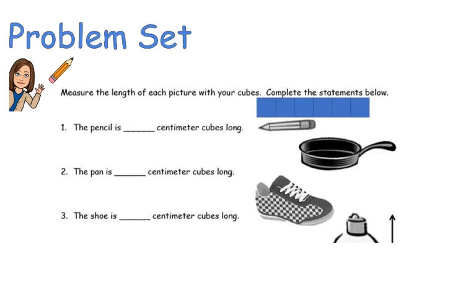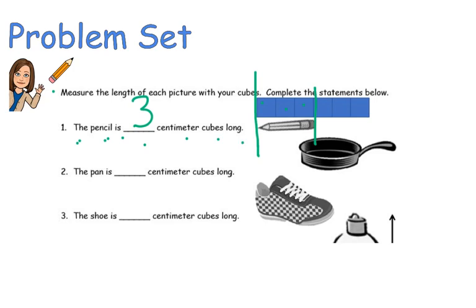Okay, so our directions say, measure the length of each picture with your cubes. Complete the statements below. So to measure, we're going to line up, the first one is the pencil. So we're going to line up the end of the pencil with our cubes. And now we're going to count how many cubes long is the pencil. 1, 2, there's the end, 3. So we're going to write the number 3. The pencil is 3 centimeter cubes long.